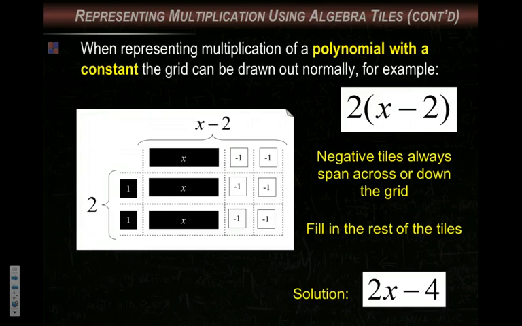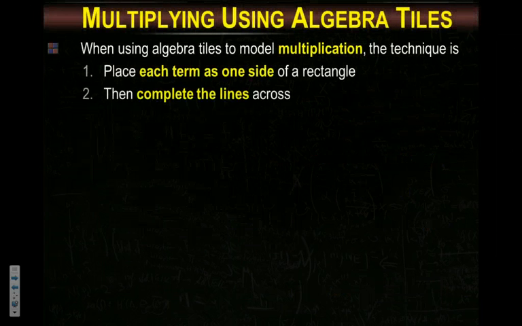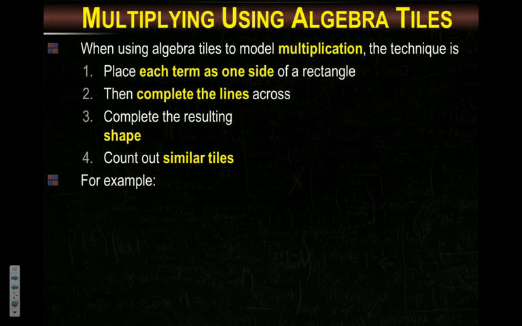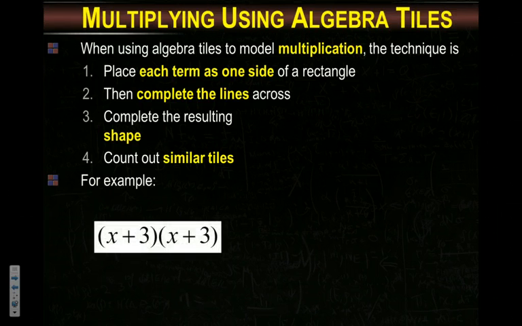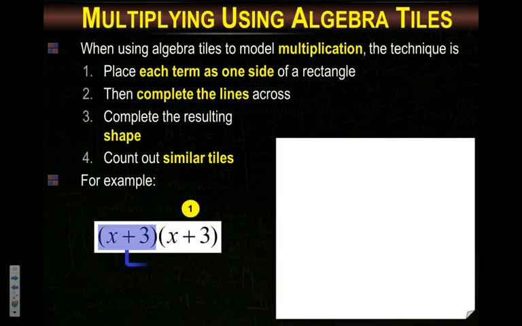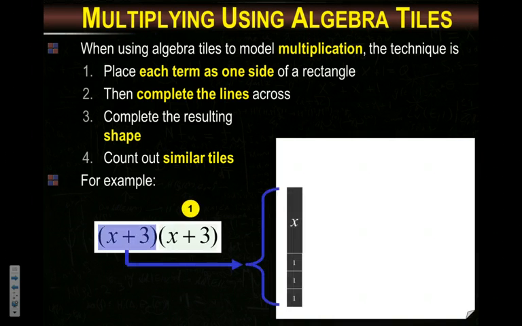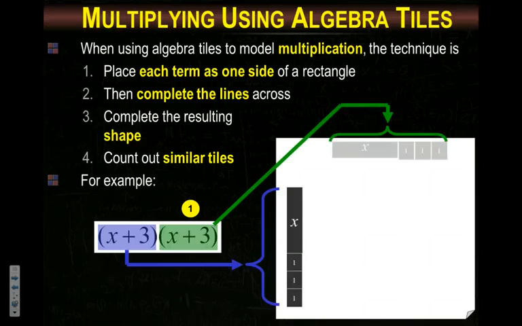Let's take a look at one more example. Okay? Here are the steps. Step 1. You have this thing, x plus 3 times x plus 3. Okay? How am I going to represent this with tiles? Well, step 1, draw a term on one side of a rectangle. So, okay, I know I'm going to make a rectangle. So here's x plus 3. Here's x plus 3. I then use those shapes to create a grid.